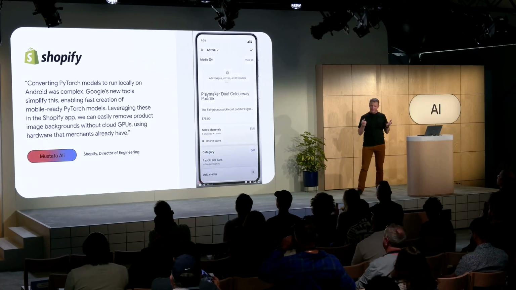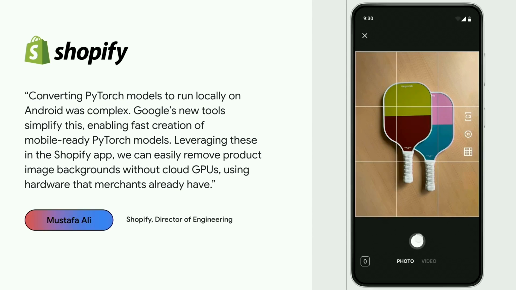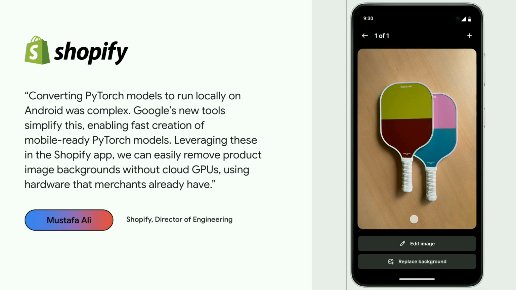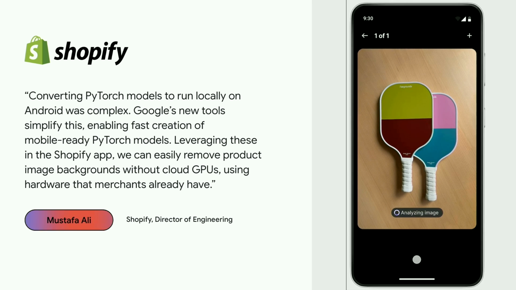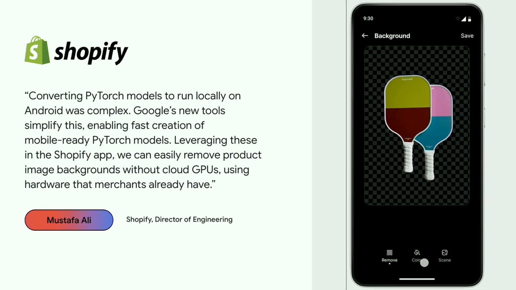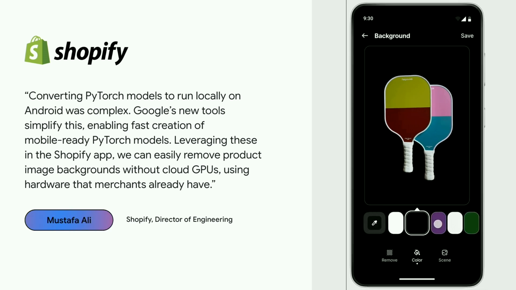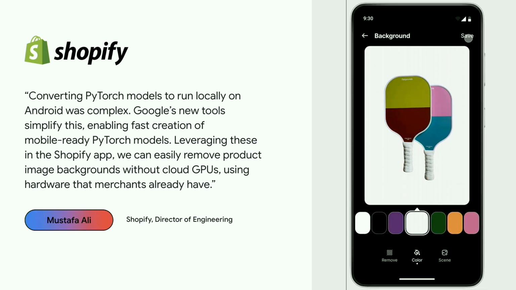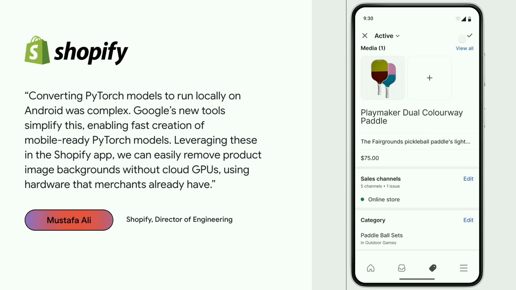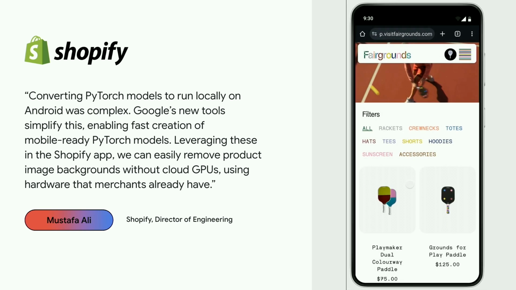And a great example of this recently has been our work with Shopify. We're confident you'll find the new PyTorch support useful because we've tested it in production apps over the last few months with partners like Mustafa and the team at Shopify. And they found it great for creating mobile-ready PyTorch models. As you can see on the right, it's already being used by his team to perform on-device background removal for product images. And this will be available in an upcoming release of the Shopify app. We're really passionate about helping developers build great applications that use on-device AI like this one. So we're really happy to see new features like this go out.